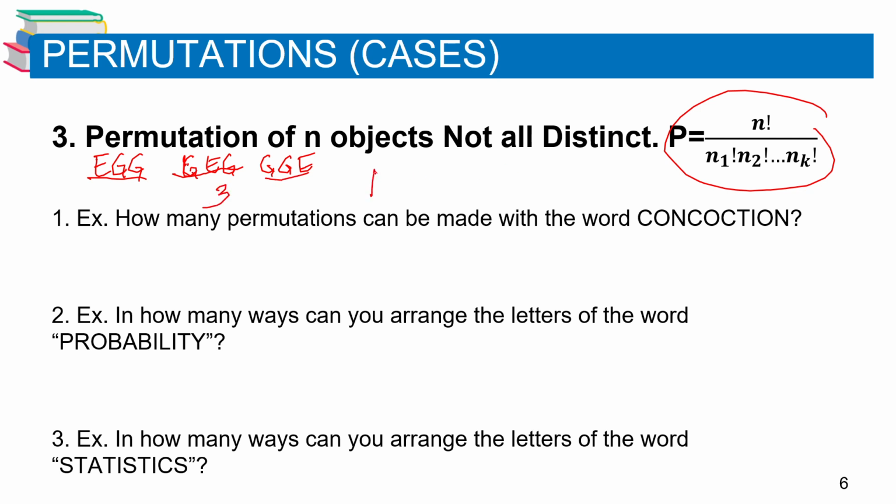By the use of the formula, how many letters are repeated here? G. How many are repeated? We have 2, so this is 2 factorial. This is the repeated letter and the number of times it is repeated. So we have 3 factorial, because the word egg has 3 letters, over 2 factorial, because G is repeated twice. So 3 times 2 times 1 over 2 times 1, therefore we have 3. By the manual process, we have 1, 2, and 3.